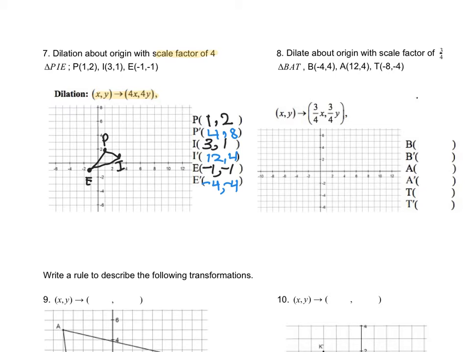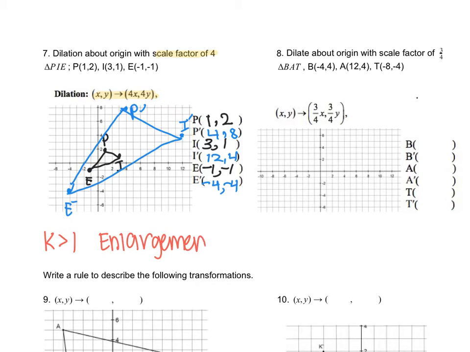So now in my new image, P is at 4, 8, so P prime. I prime is at 12, 4. And E prime is at -4, -4. Then we can connect our coordinates, and we have our dilated triangle, which has been enlarged. So remember, k greater than 1 is an enlargement, which is obvious because our triangle has gotten larger.